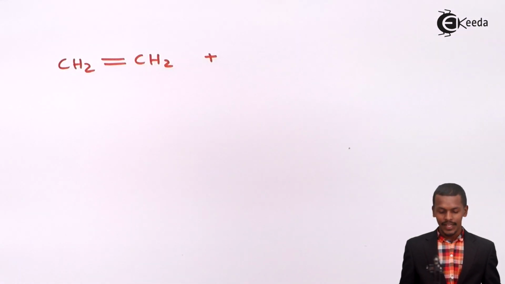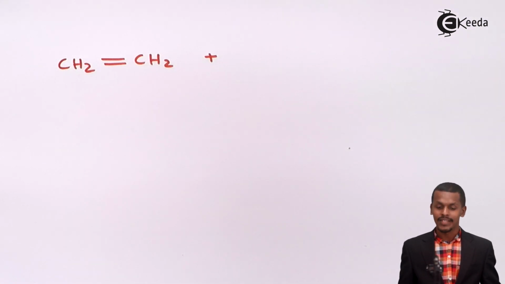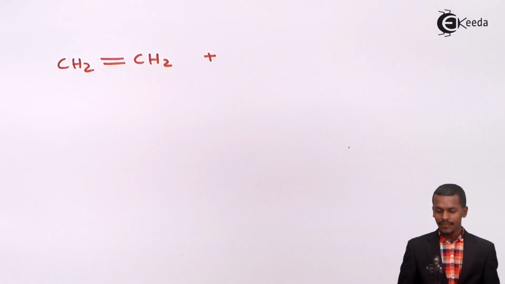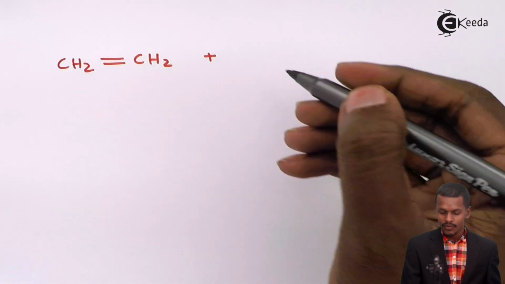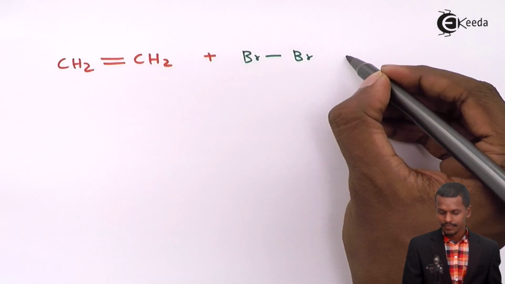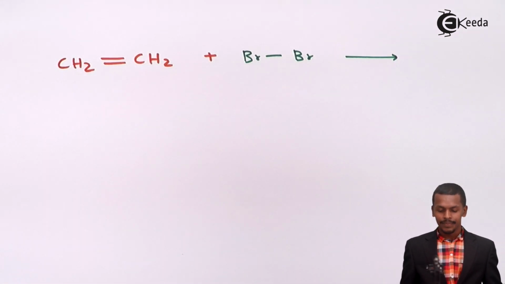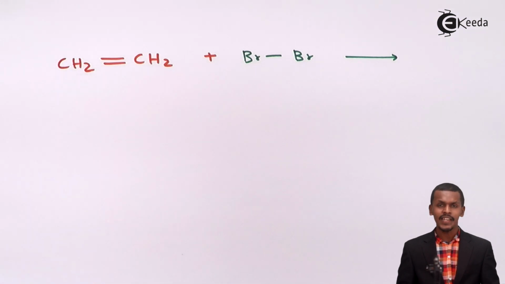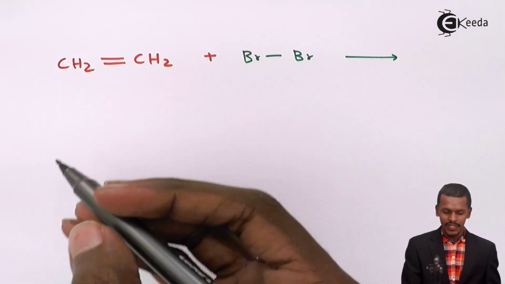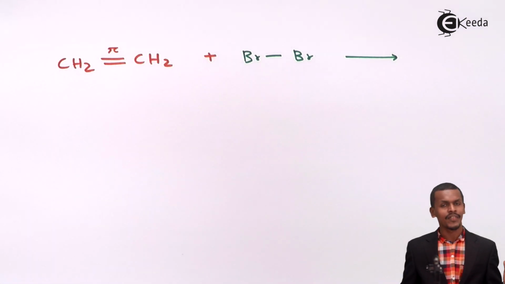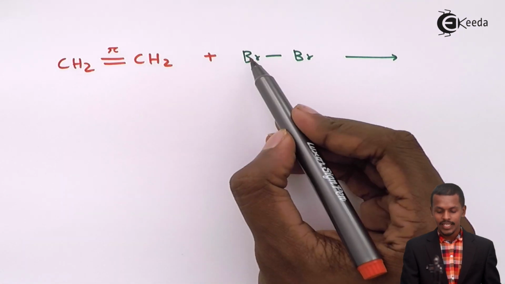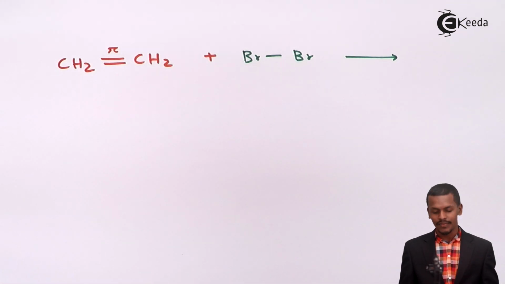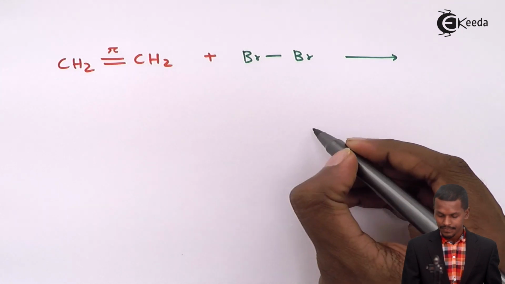Suppose this is an alkene that we have taken, known as ethene, and we have reacted it with a molecule like Br2. Because the alkene consists of a sigma bond and a pi bond, we know that the pi bond is the weaker bond, and that is the reason it will break. Both the bromine atoms, which are electronegative, will attack each of the carbon atoms, and that is how we get the product.